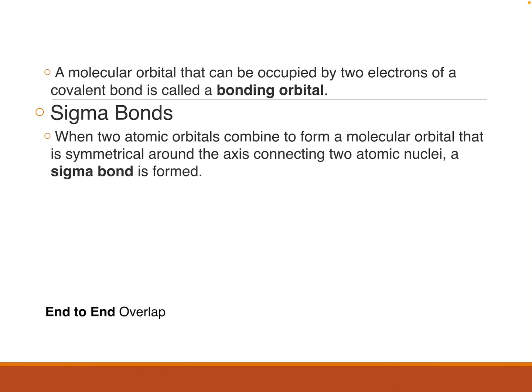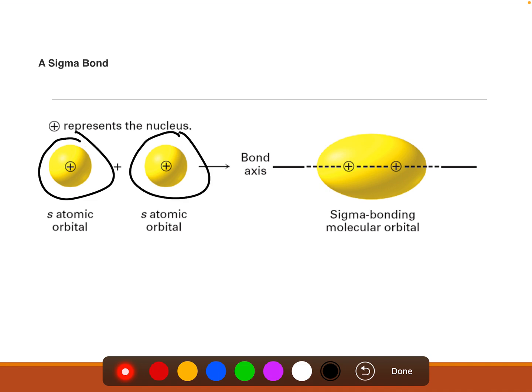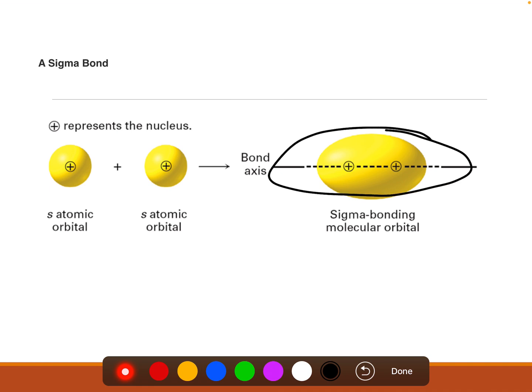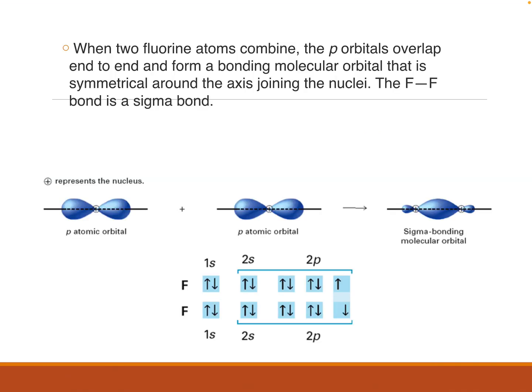And a sigma bond is a bond that has end-to-end overlap. And what I mean by that is like this. If we have two s orbitals coming together, because those electrons are the ones that are going to be shared, it goes from being two spherical orbitals to being sort of an elongated, oval-shaped orbital, and that would be sigma bonding. Now it's an orbital that's shared by both atoms.